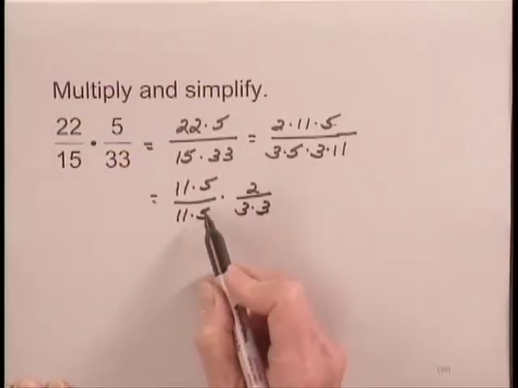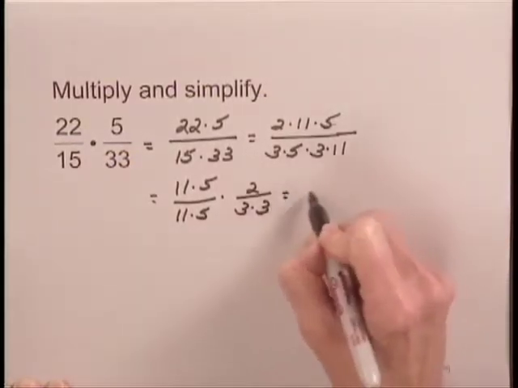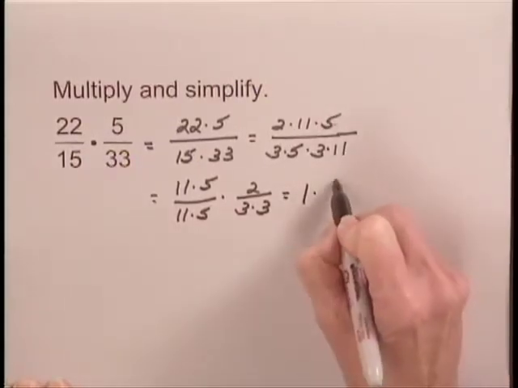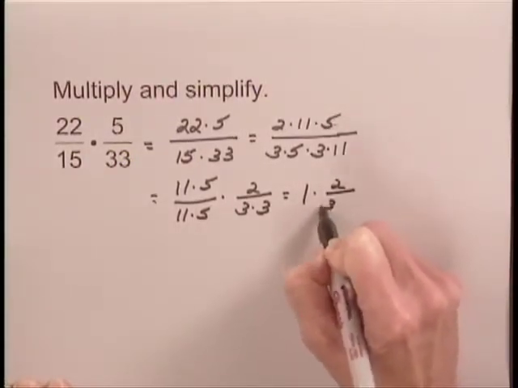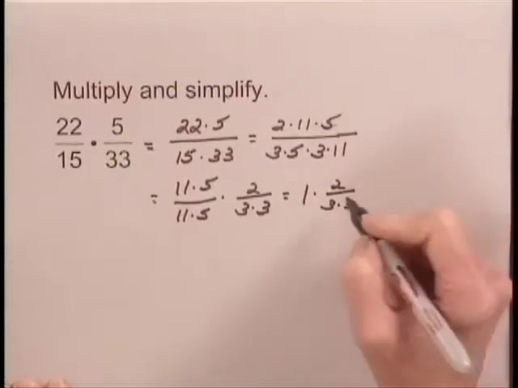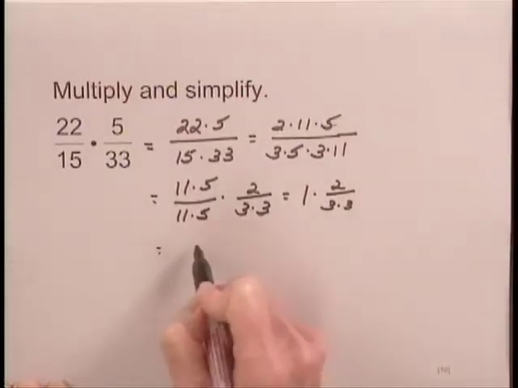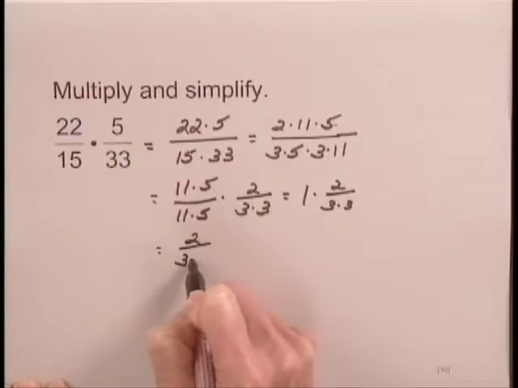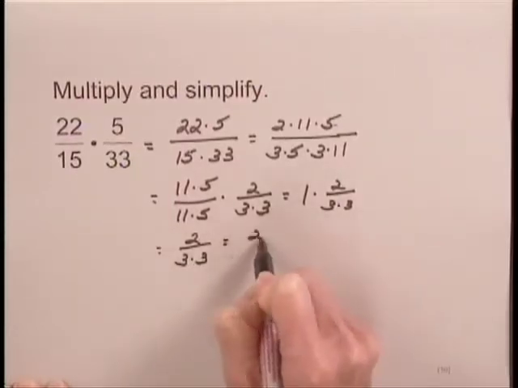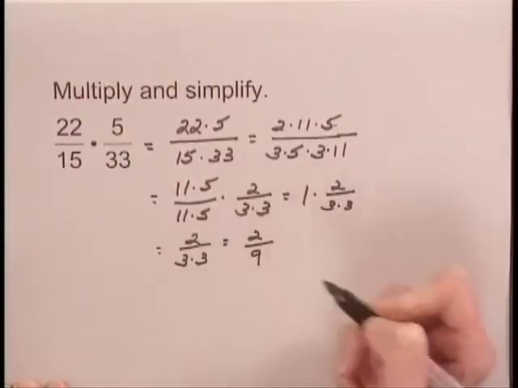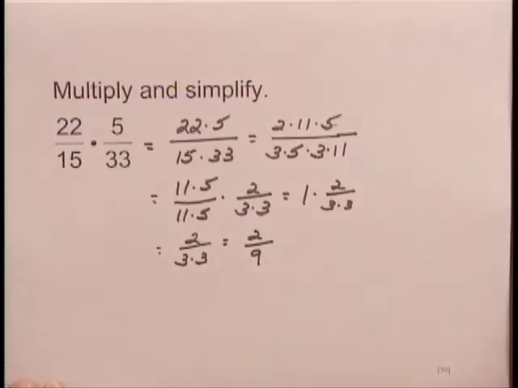Now, 11 times 5 over 11 times 5 is equal to 1. Let's just write 1. And I'm multiplying this by 2 over 3 times 3. So what I have is 2 over 3 times 3. And multiplying in the denominator, I have 2 over 9 for the product of these two fractions.